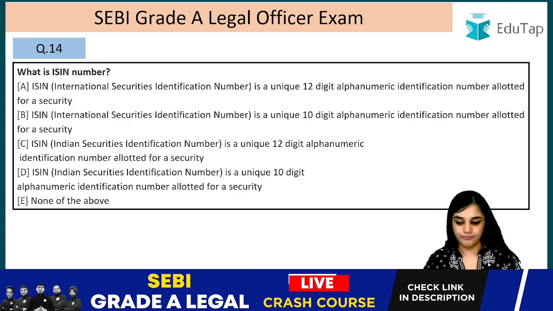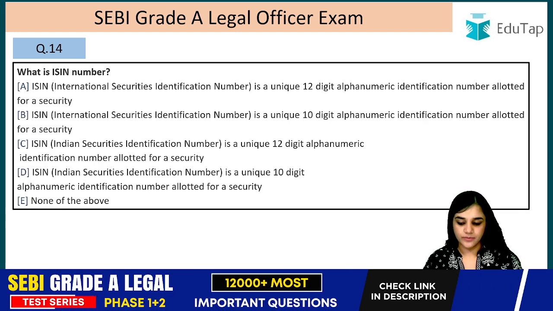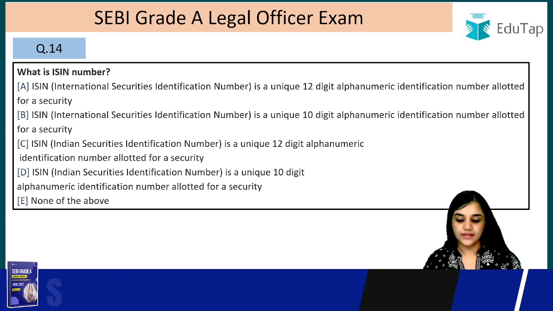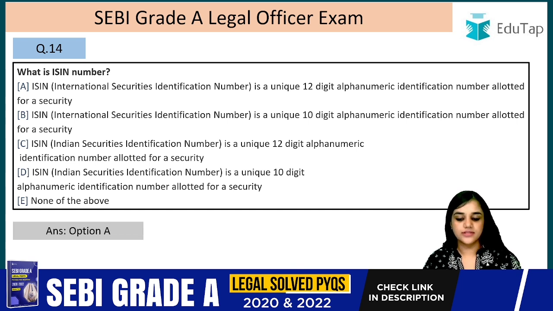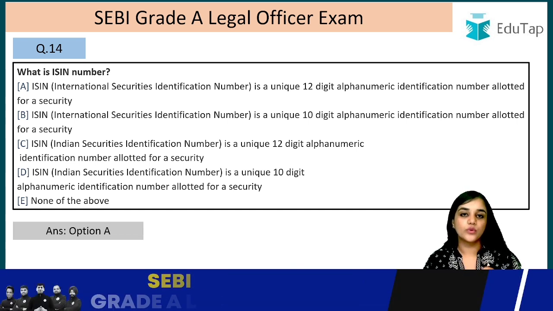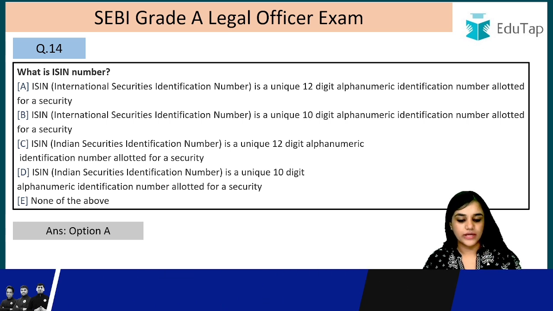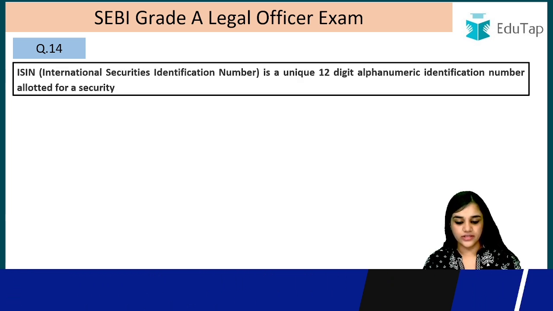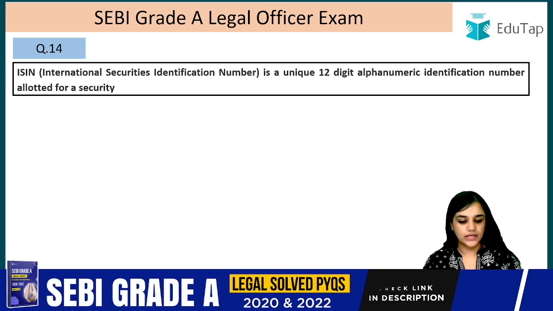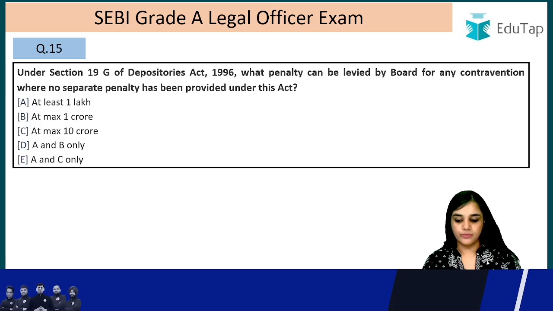Question number 14. What is ISIN number? This is important. ISIN stands for International Securities Identification Number. It is a unique 12-digit alphanumeric identification number allotted for a security. So it stands for International Securities Identification Number. ISIN, International Securities Identification Number, is a unique 12-digit alphanumeric identification number allotted for a security.